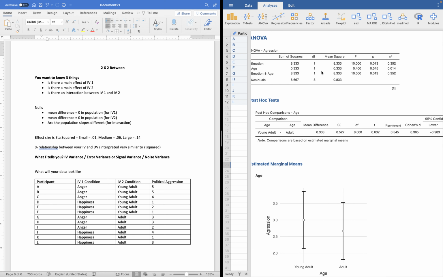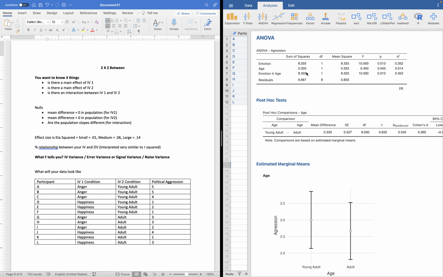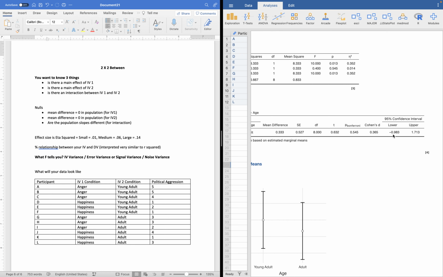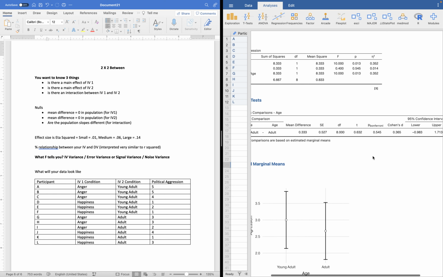So now we look at this. The main effect of age was non-significant. F, parentheses 1, 8, end parentheses, equals 0.40, comma, p-value equals 0.54. Cohen's d equals 0.365, 95% confidence interval of Cohen's d equals negative 0.983 to positive 1.71, negative large to positive large. We know nothing. We can tell that right now.